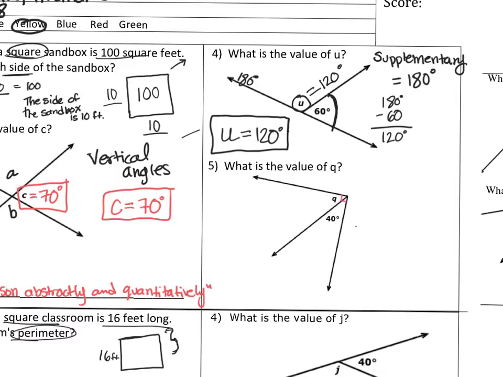Number 5 is asking what the value of Q is. But here we see this little red box. And that little red box represents a right angle. And a right angle always equals 90 degrees. In this case, these are called complementary angles. And complementary angles add up to equal 90 degrees. So in this case, 40 degrees is already claimed. So we just subtract 90 degrees minus 40 degrees. And that gets us 50 degrees. So Q is equal to 50 degrees. And I'm going to write it again over here.